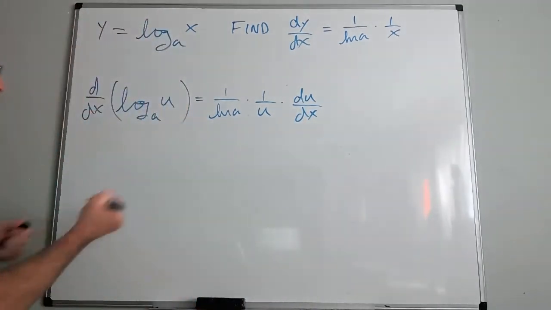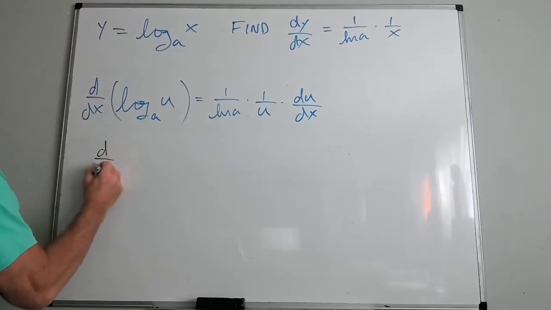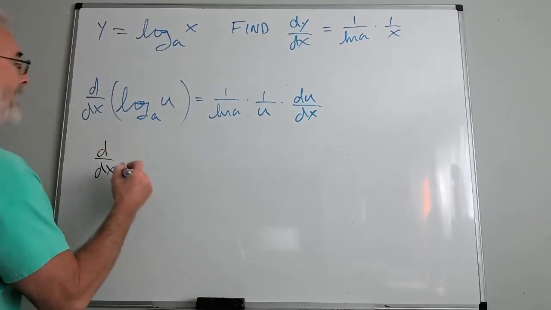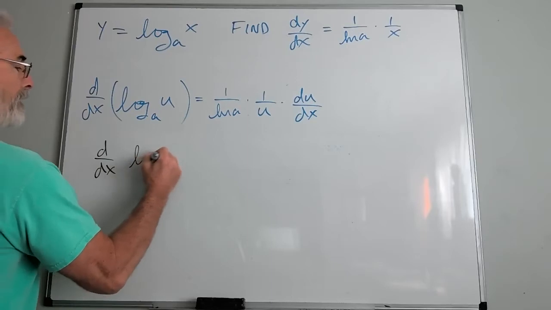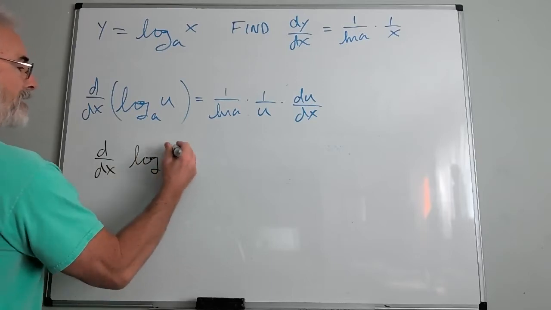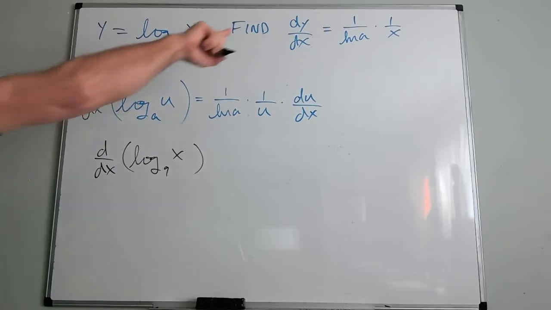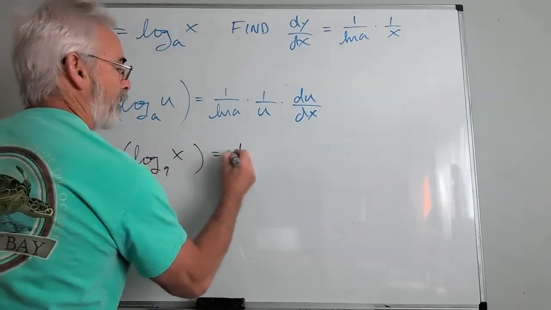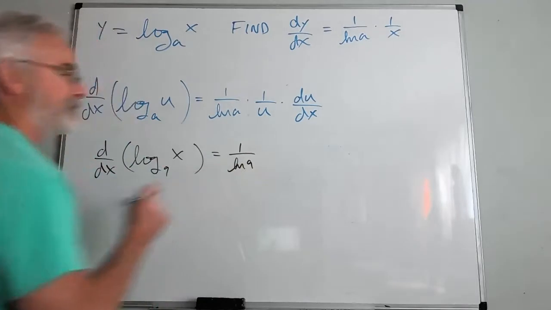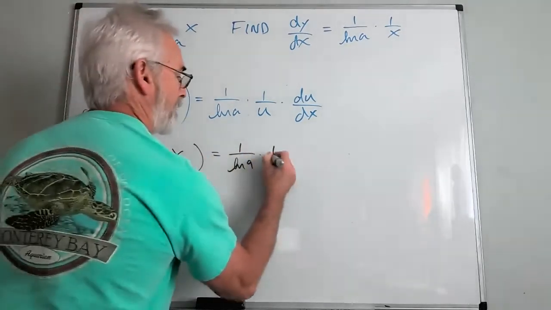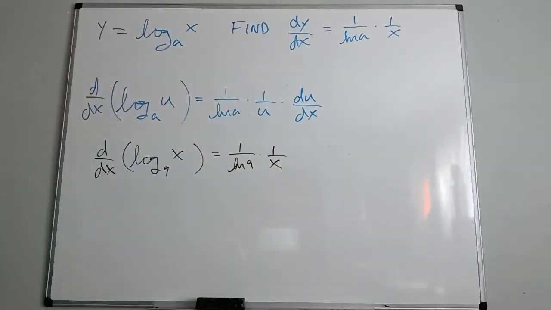Let's do an example or two. I want to take the derivative of, how about the log base 9 of x? Let's start with an easy one. Well, I just apply that. This will be 1 over log 9 times 1 over x. And I can make that into one quotient. In fact, I probably should.